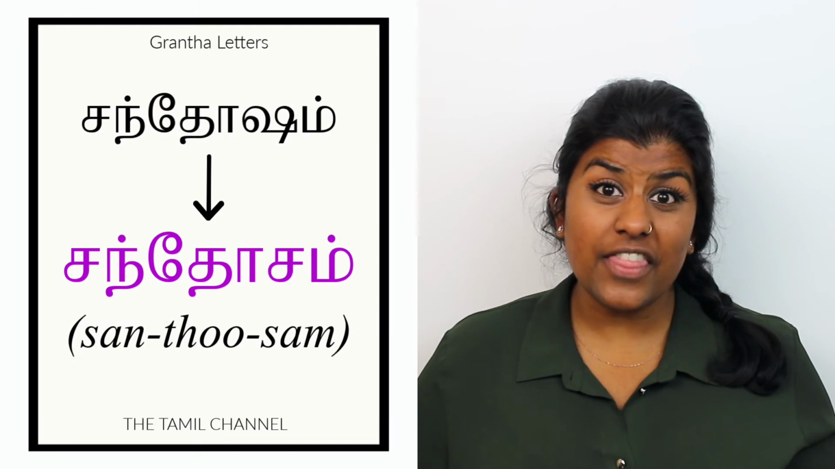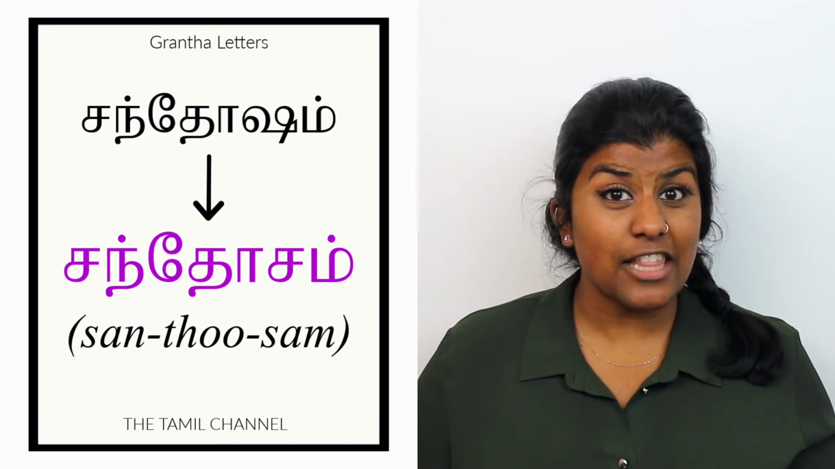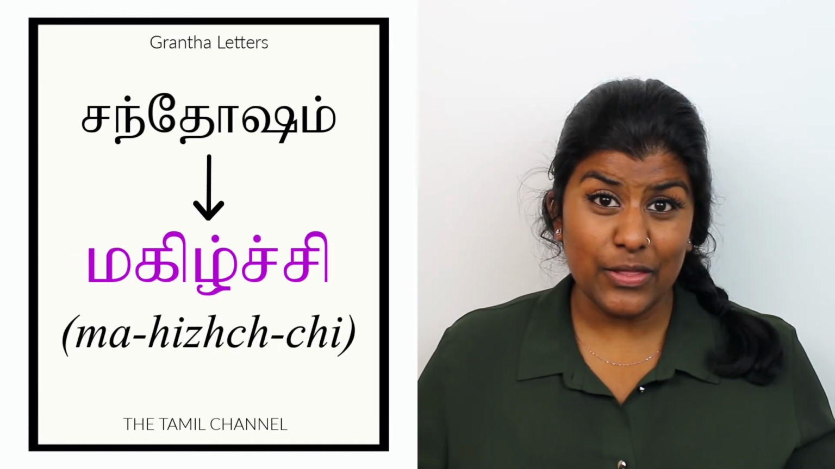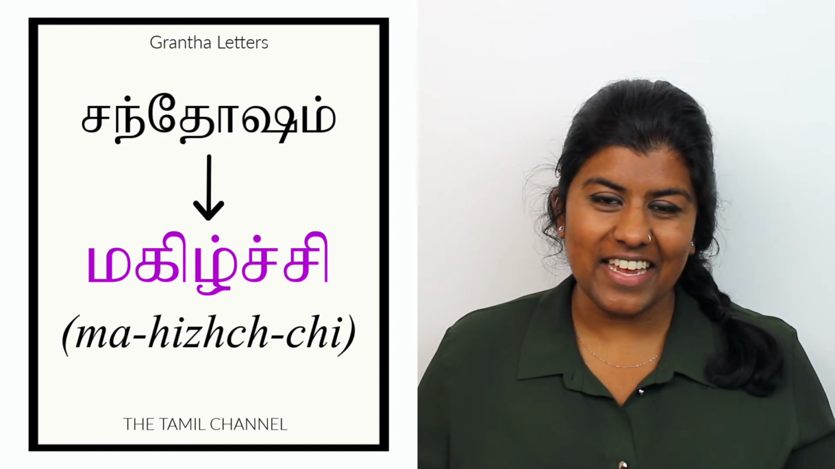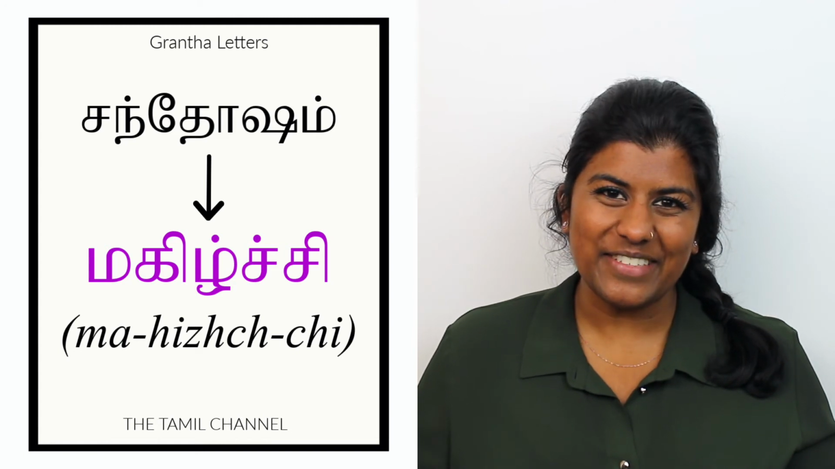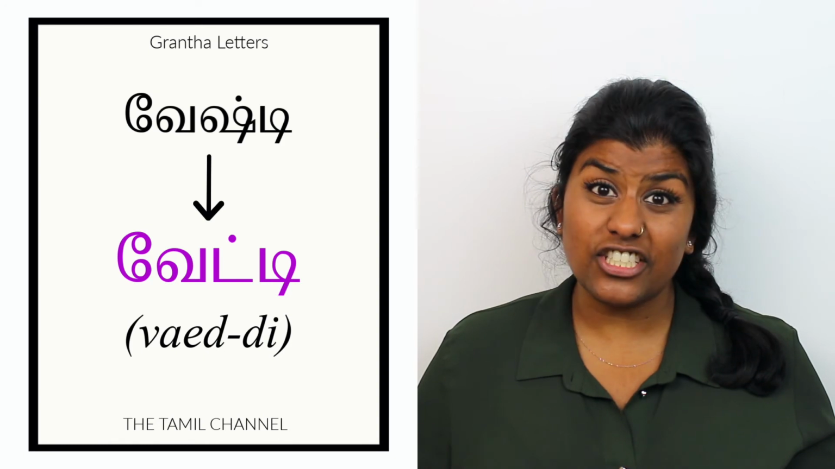Next up, we've got Sandosham. Sandosham can be rewritten with sa as Sandosam. Or another beautiful word in Tamil instead of Sandosam is Mahirchi. I love this word. Mahirchi. Another one I've seen in Tamil movies is Veshti.